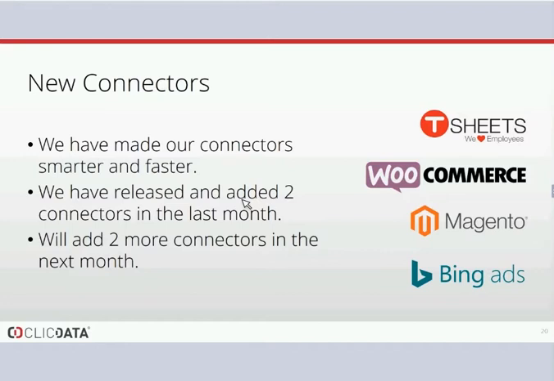And WooCommerce. There are 3 leading e-commerce systems out there, and WooCommerce is right up there. It's one of the top 3, and obviously things such as baskets and shopping carts, abandonment rates, lots of good metrics there for us to hit our dashboards with. Magento, again, and Bing Ads is coming in the next 2 to 4 weeks. We're very excited about Bing Ads. It's been a long time coming.